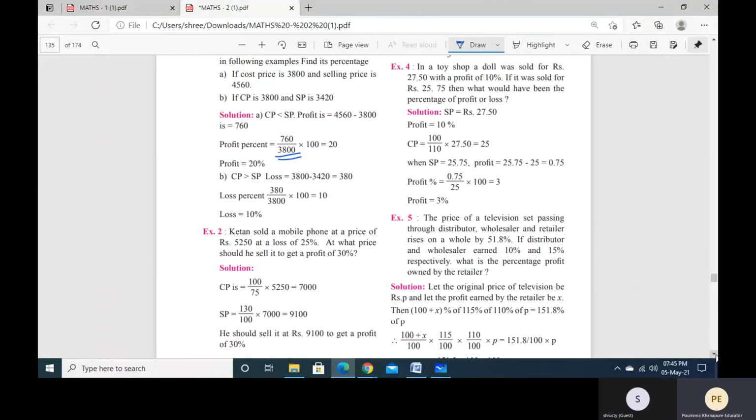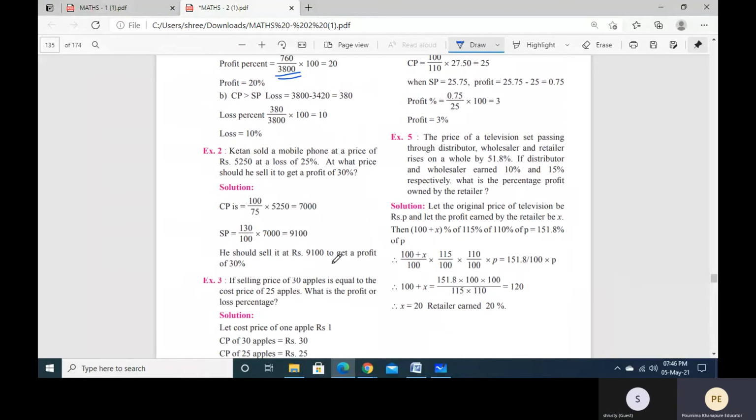Finding percent profit and percent loss is very easy. If there is something different, then we have to struggle. Now, Ketan sold a mobile phone at a price of rupees 5250 at a loss of 25%. At what price should he sell it to get a profit of 30%? Now 25% was the loss. So CP is directly 25% means 100 minus 25, that is 75. So 100 upon 75 into 5250. So that's 7,000.